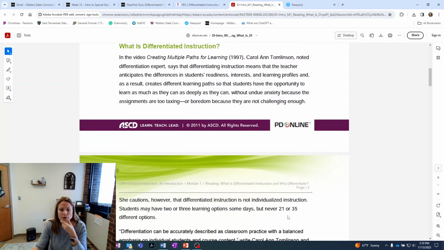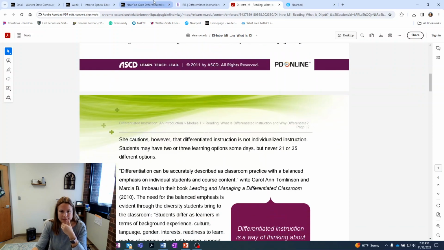So this is a wonderful article, and I really want you to read this. I think you can get a lot out of this, and it will follow up with what you're learning about in Chapter 2.